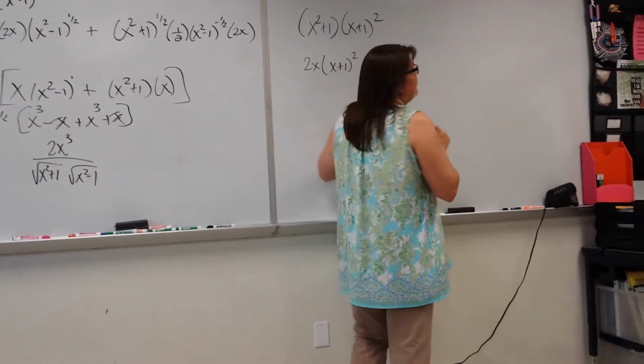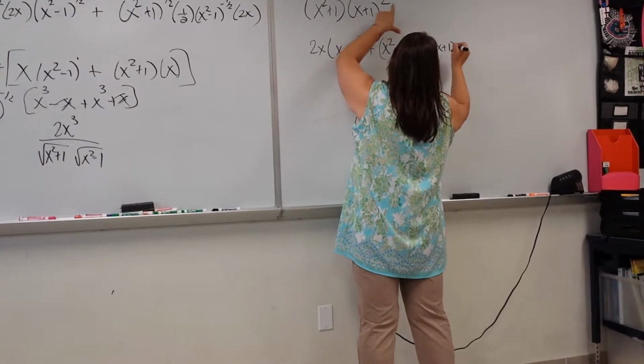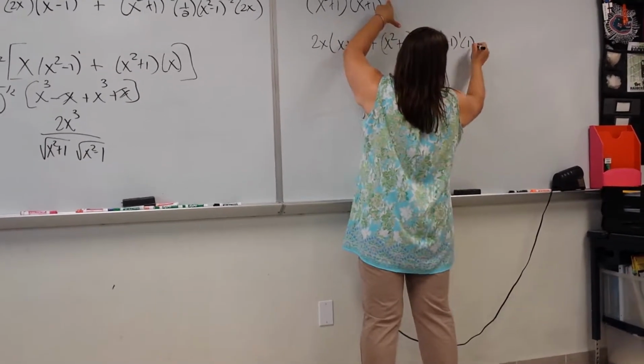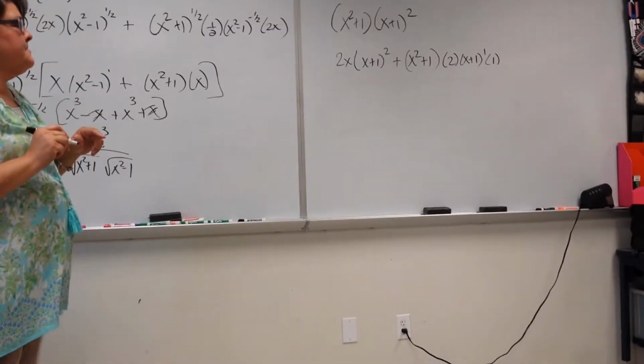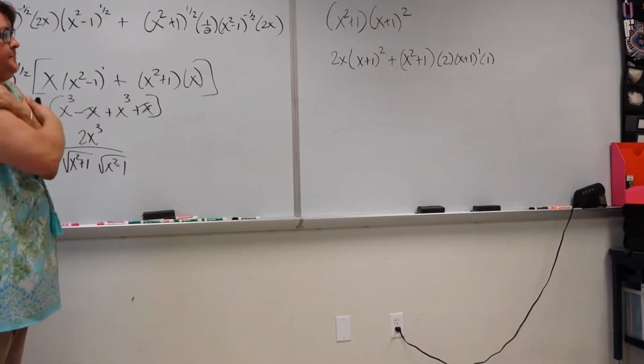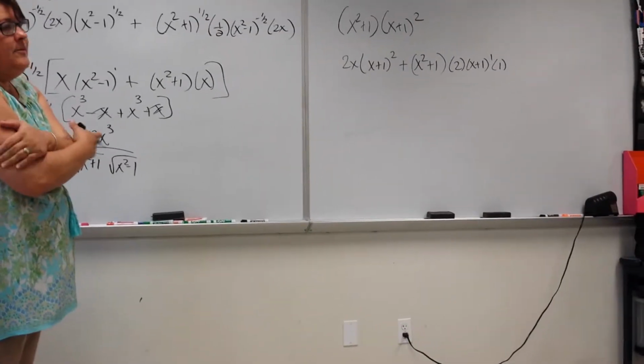What rule? Chain rule. Good. 2x times (x plus 1) squared plus (x squared plus 1) times 2 times (x plus 1) to the first times 1. So you do the chain rule when there's an x in it, right? Right. Okay. Now that would be done.